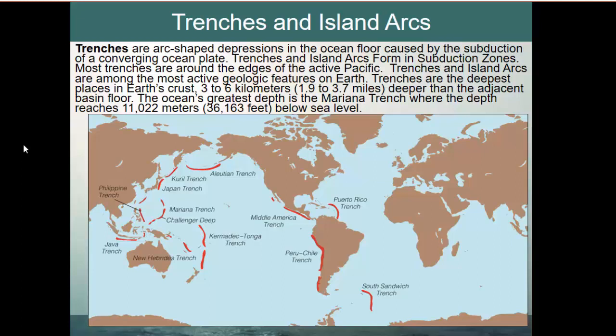If you think about all the earthquakes and volcanoes in Japan lately, that's because you have a very significant plate motion here and a significant oceanic trench. Trenches are the deepest places on Earth, and they're between 3 and 6 kilometers deep, much deeper than the adjacent basin floor. The ocean's greatest depth is the Marianas Trench. The deepest reaches more than 11,000 meters or 36,000 feet below sea level, and that's the Mariana Trench right there, and there's the Challenger Deep Trench. So those are the deepest trenches.